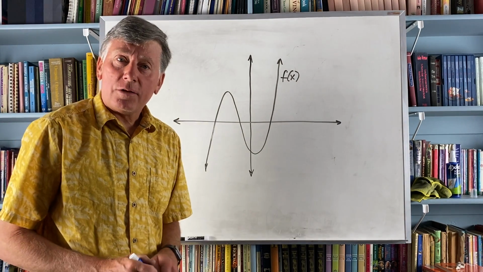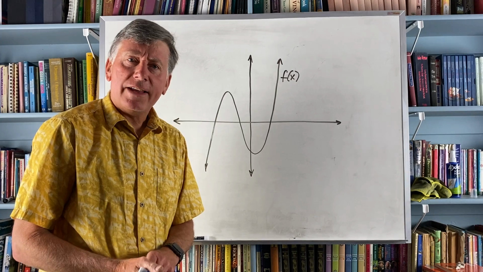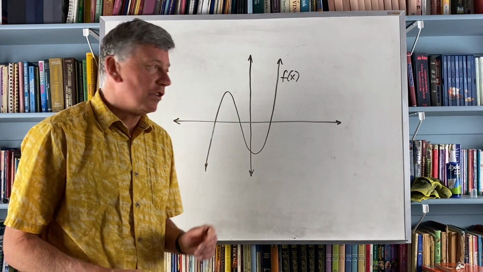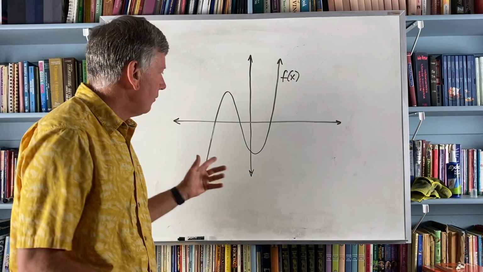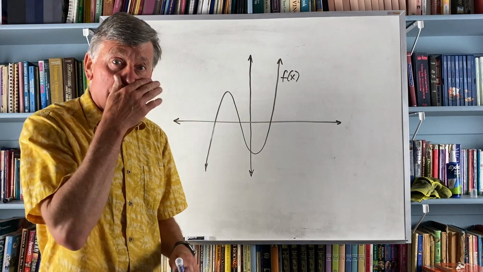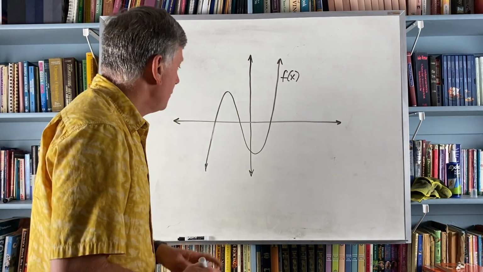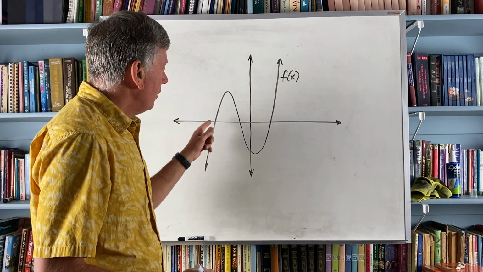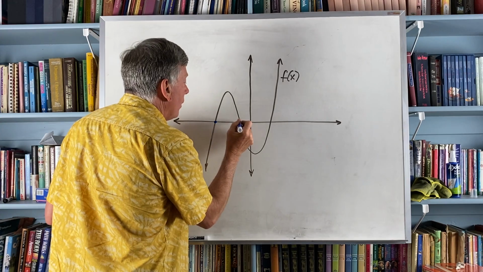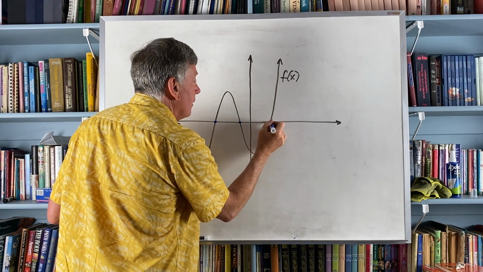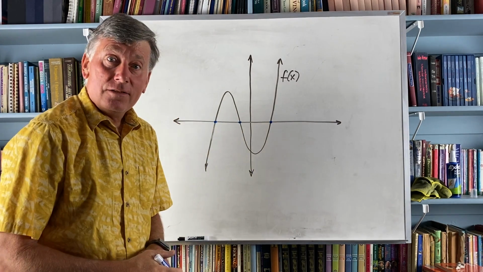Okay, today we're going to talk a little bit more about what we can find out from the graph of a function. We've got this function f of x. You're going to learn that when it has this kind of shape, it's called a cubic. And what we're going to focus on, first of all, are these points here where the graph crosses the x-axis.